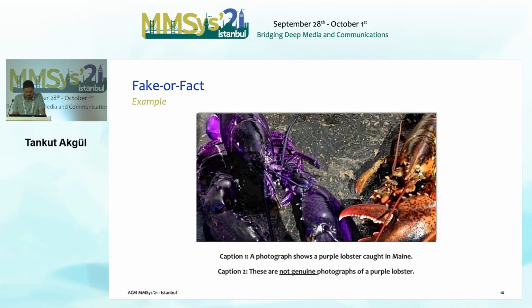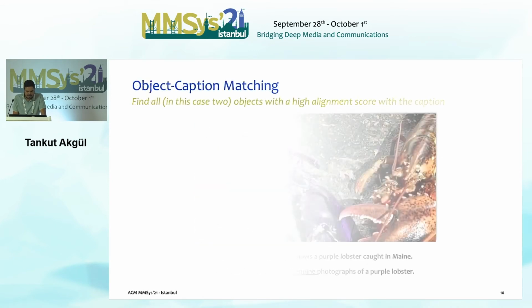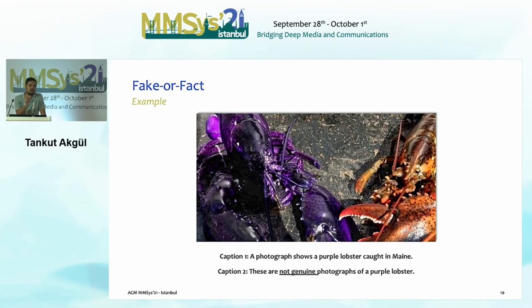And this is one of the other examples that Cosmos misses. You can see these captions, Cosmos thinks these captions are related. They are not out of context. They convey the same message. But if you look at the captions carefully, they are actually giving contradictory information. Like one says this is a genuine picture of a purple lobster. The other one says this is not a genuine picture. So there's obviously a contradiction here. And what we catch here is this "not genuine" phrase, basically.